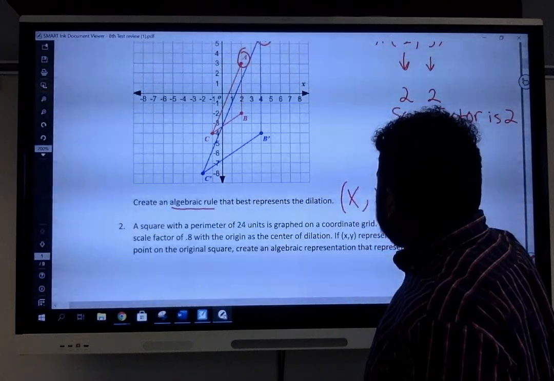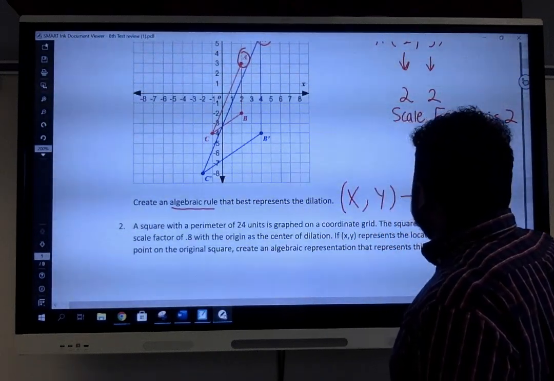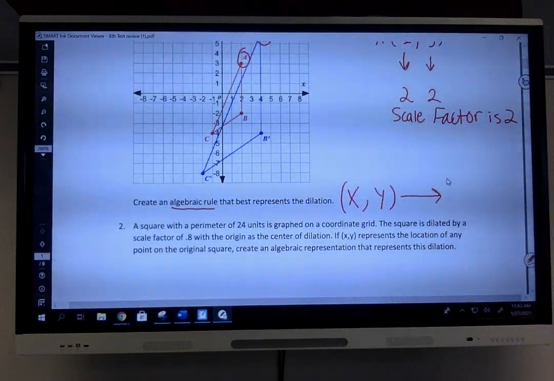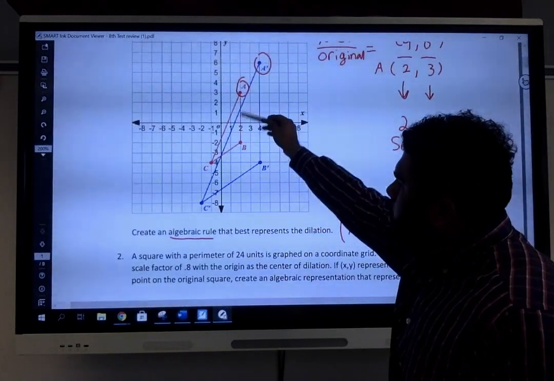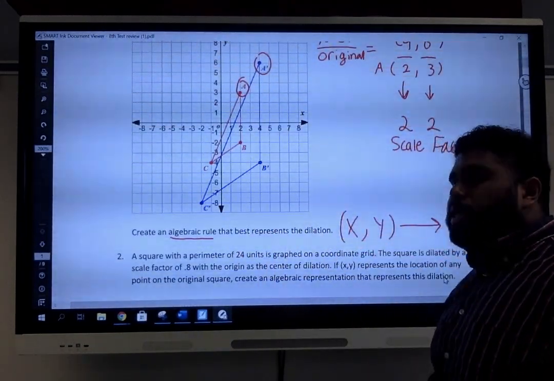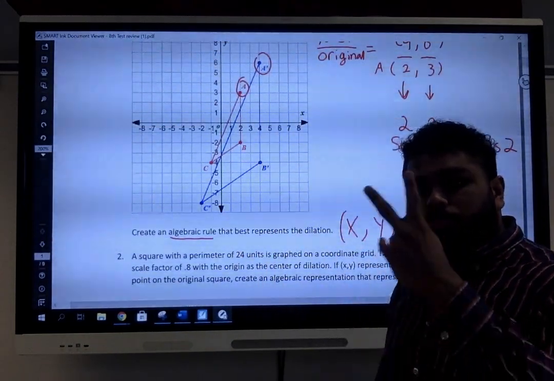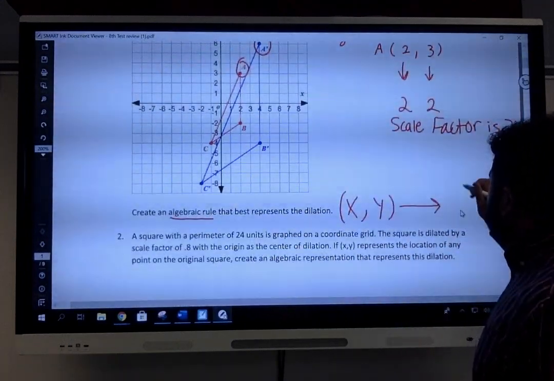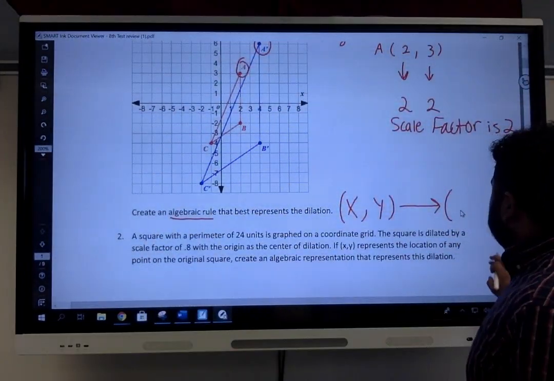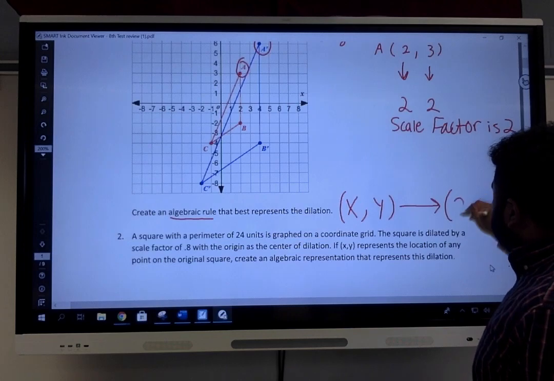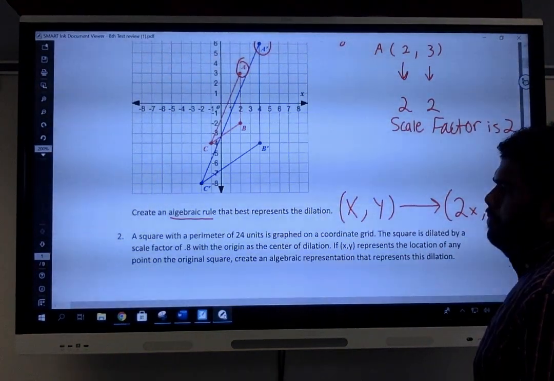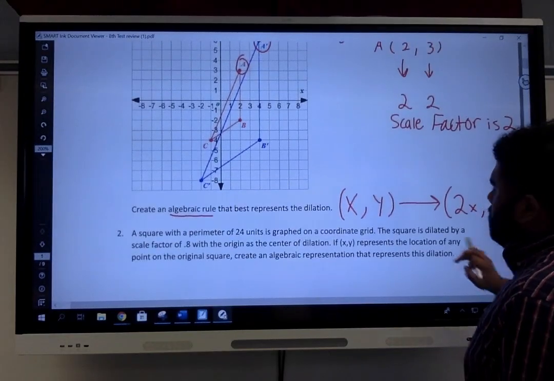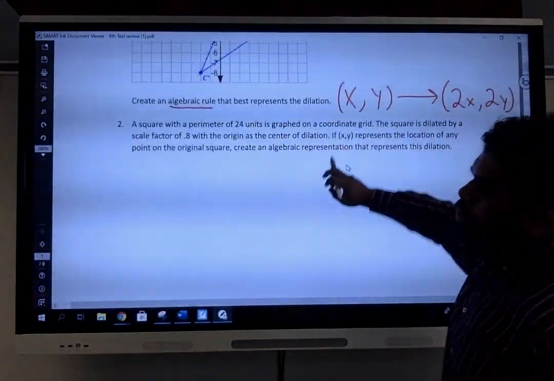Alright? So, now for the algebraic representation, or the algebraic rule, again, they always start out as x and y, and then the arrow, again, that arrow tells me that a transformation is happening. So, what happened? How do we go from this small red triangle to a bigger one? Well, we dilated it with a scale factor of 2, okay? So our scale factor is going to go in this side of the algebraic transformation. We're going to put 2x and 2y, okay? So that's question 1.